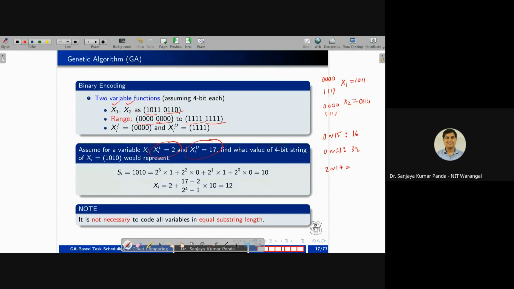In that case, 2 is going to be encoded as 4 zeros, and let's say 17 is encoded as 4 ones. So not necessarily will the equivalent decimal always represent the binary; it may represent anything. For example, suppose I want to find the decimal value of 1010 where my lower limit is 2. 1010 normally represents the decimal number 10, but as my lower limit is 2, I am getting 12 by using this particular formula. So it is not necessary to code all variables in equal substring length.